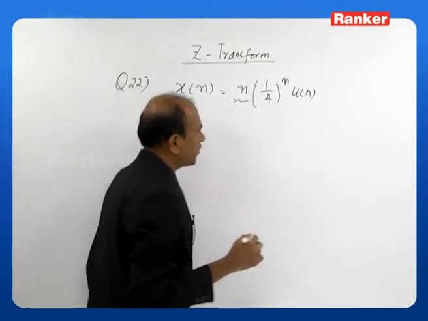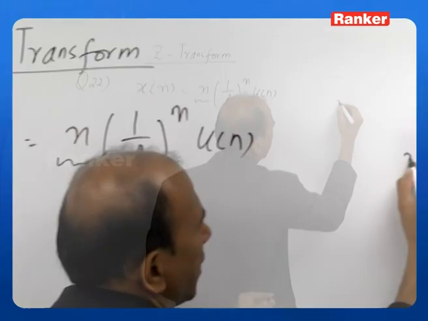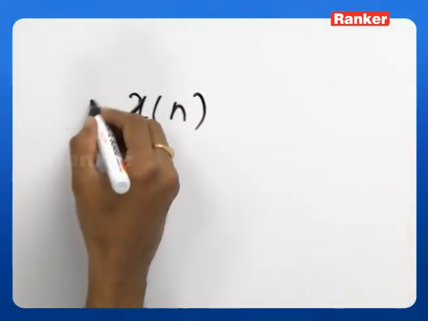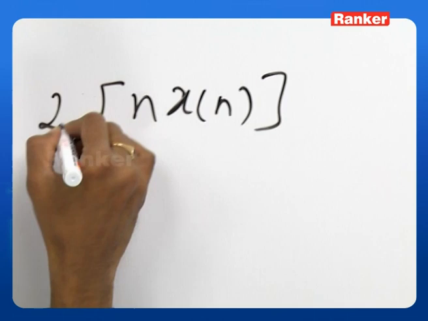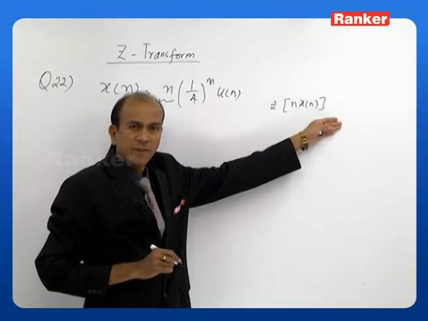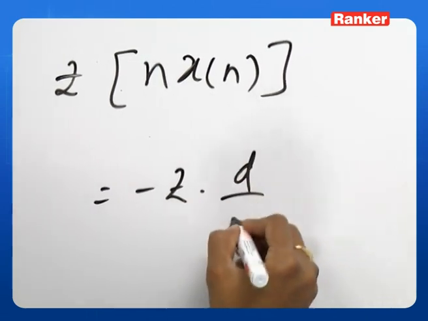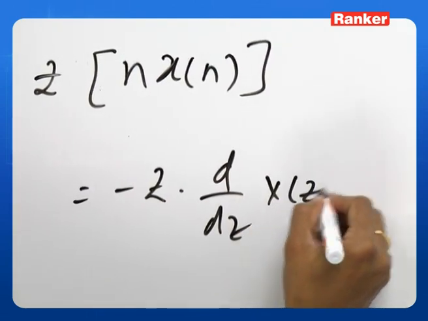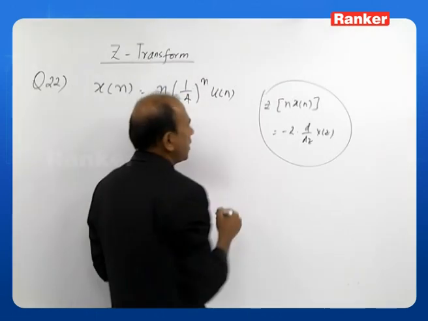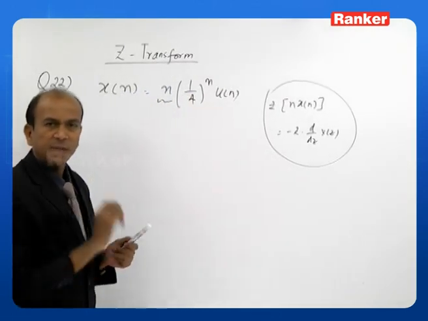Because when we said differentiation property, what is that? Differentiation property is applicable when I have an equation like this, where x of n is multiplied by n, then it will be minus z d by dz of x of z. Okay, so this is nothing but our differentiation property which we'll use in our case.